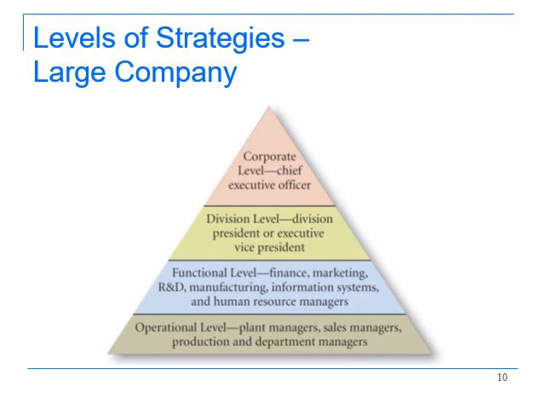But when we talk about the functional level strategy, the finance, marketing, research and development, manufacturing, information system, and human resource managers are going to participate in the decision making or strategy formulation. And at the operational level, plant managers, sales managers, production and department managers are going to form the strategies.